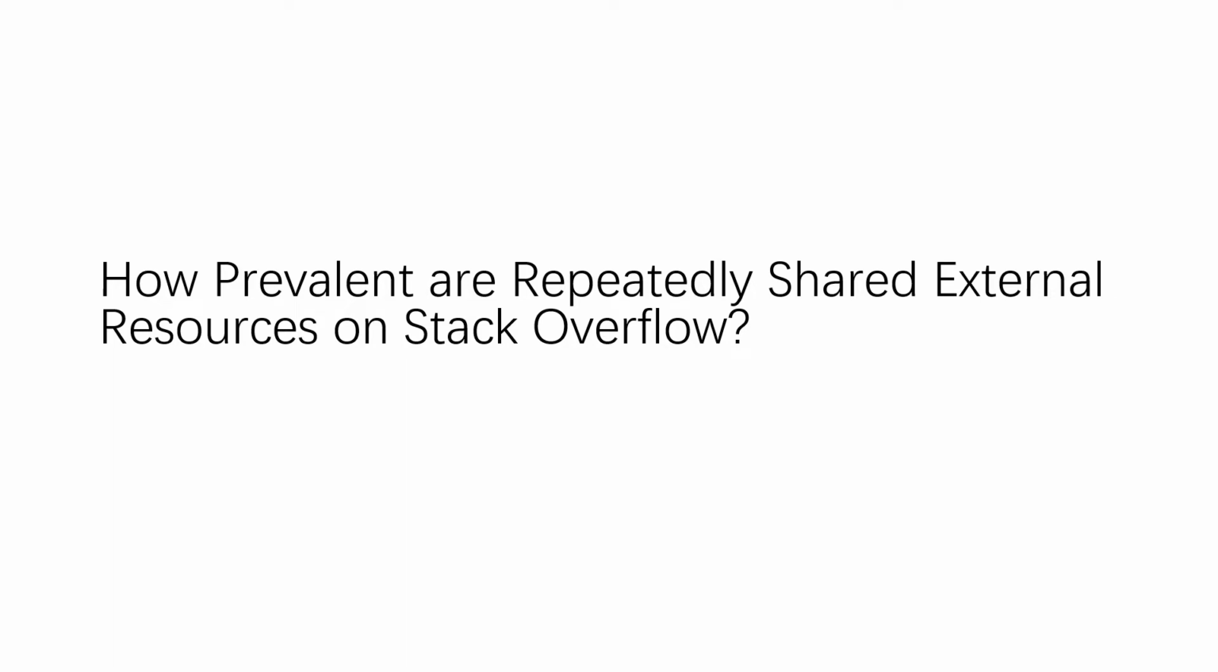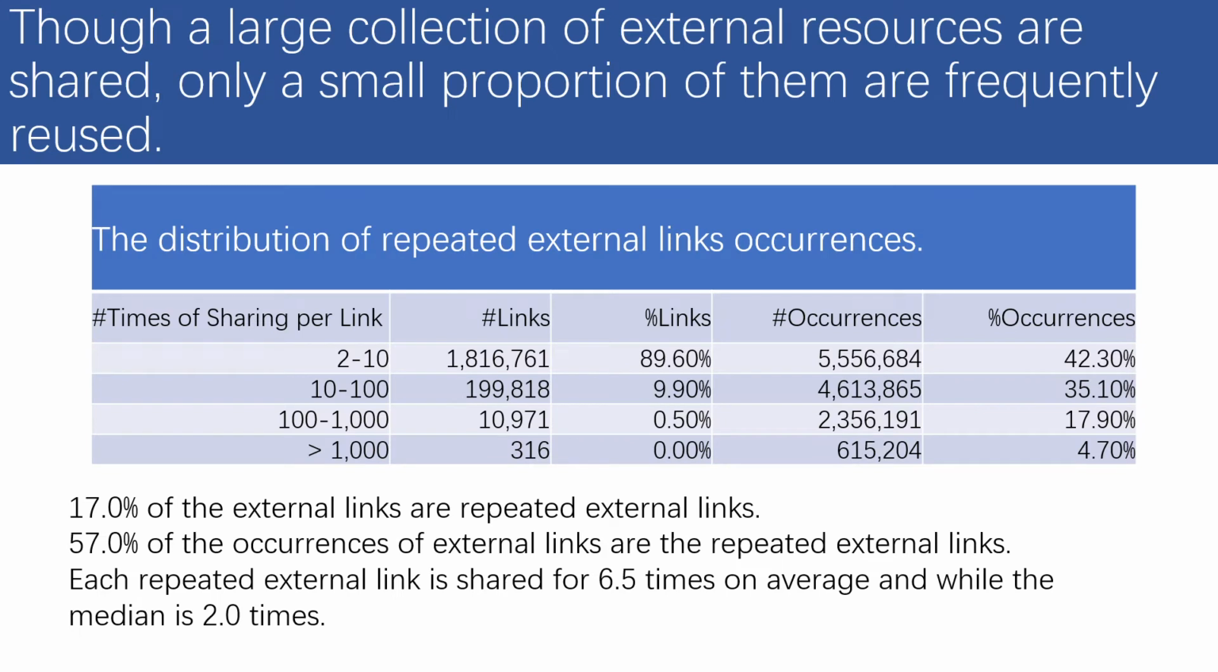We first study how many links are repeatedly shared and characterize these links. We count the occurrences of all external links on Stack Overflow. We observe that 17% of the external links are repeated external links. 57% of the occurrences of external links are the repeated external links. This table shows the distribution of the occurrences of the repeated external links. We observe that most of the repeated external links are shared for 2 to 10 times.